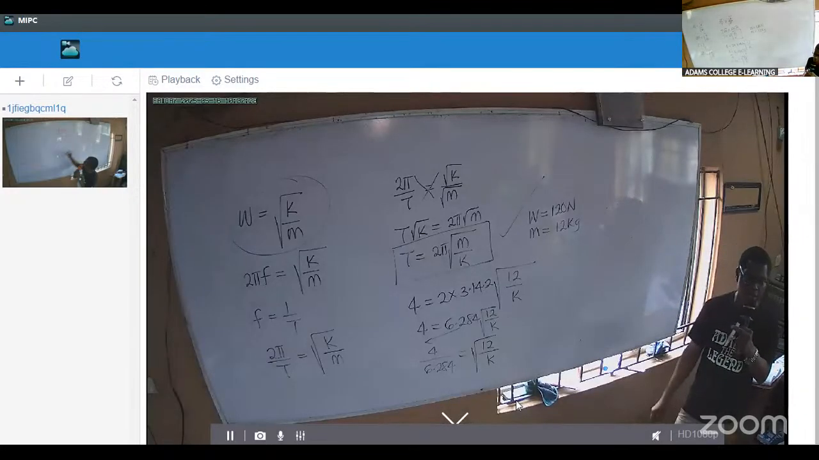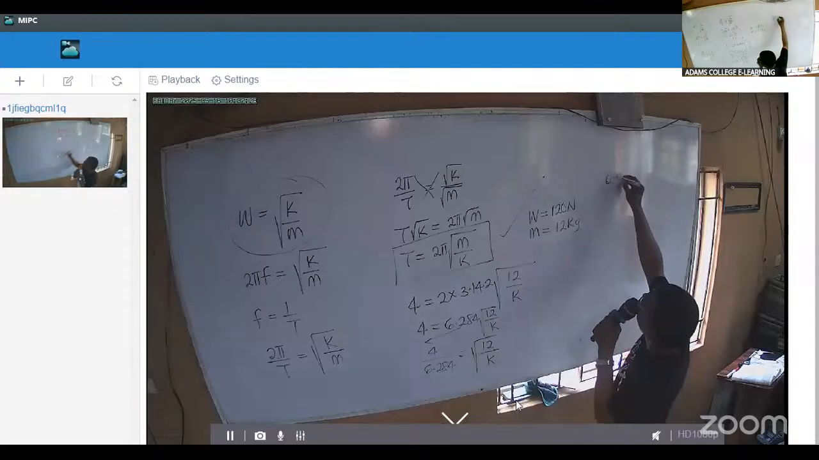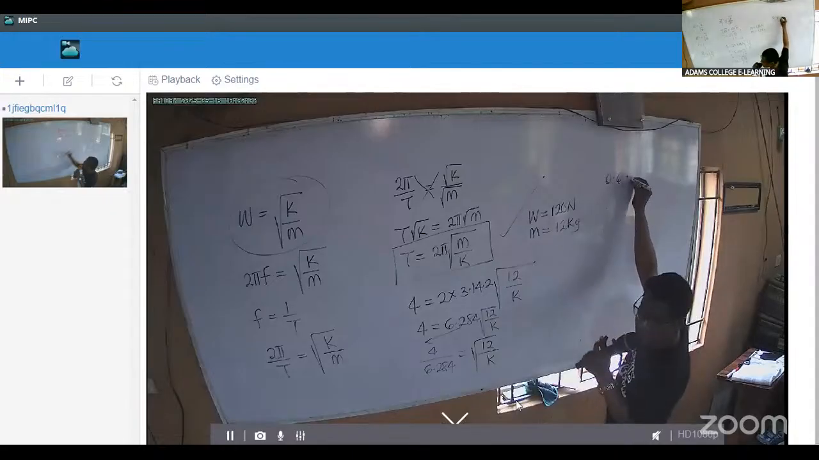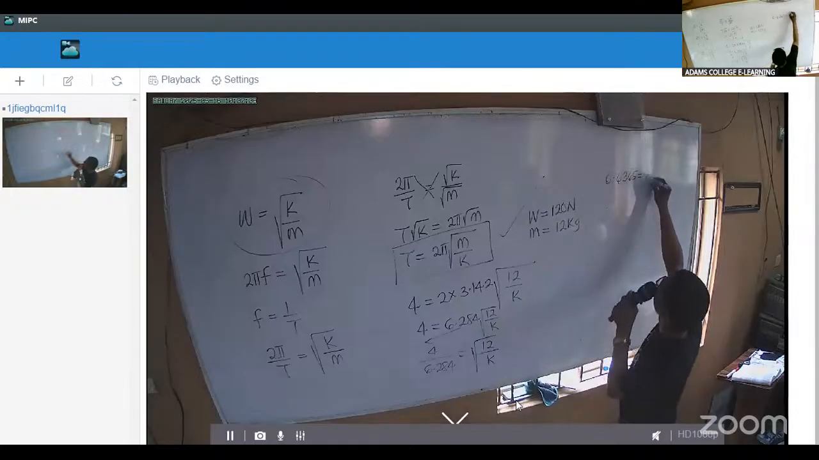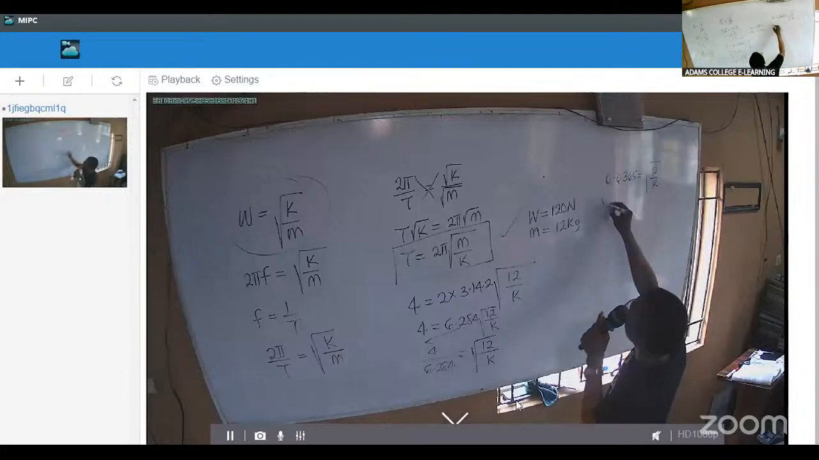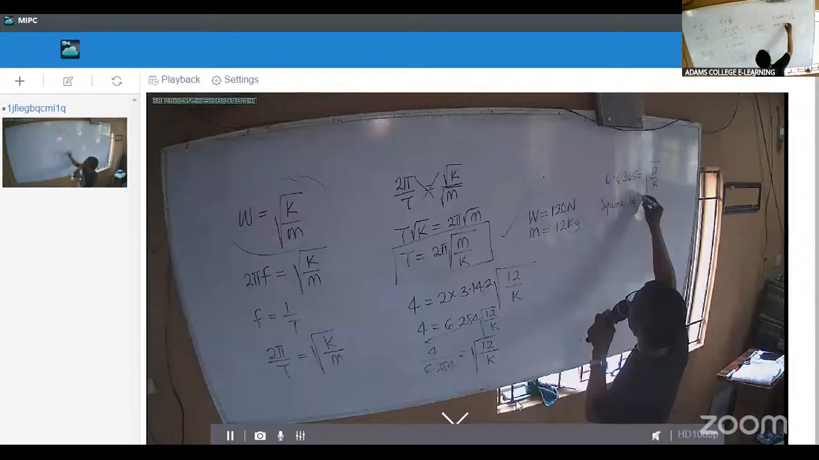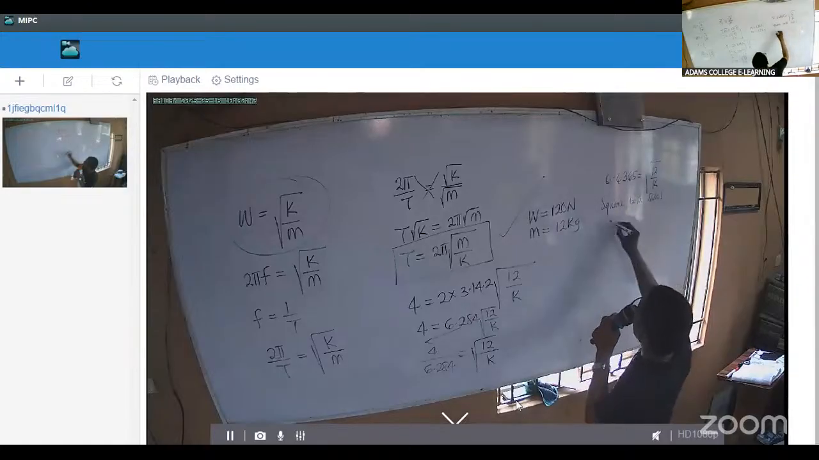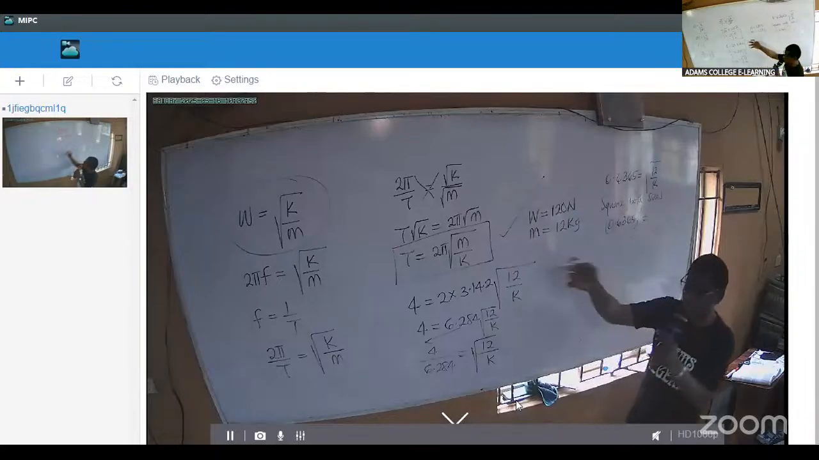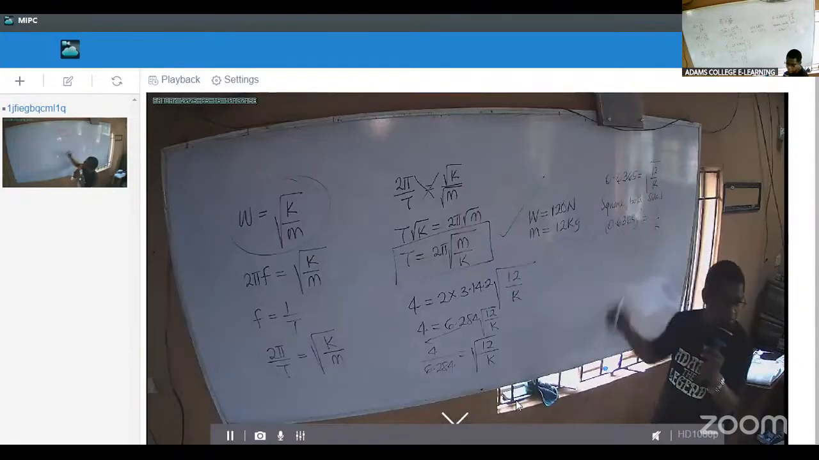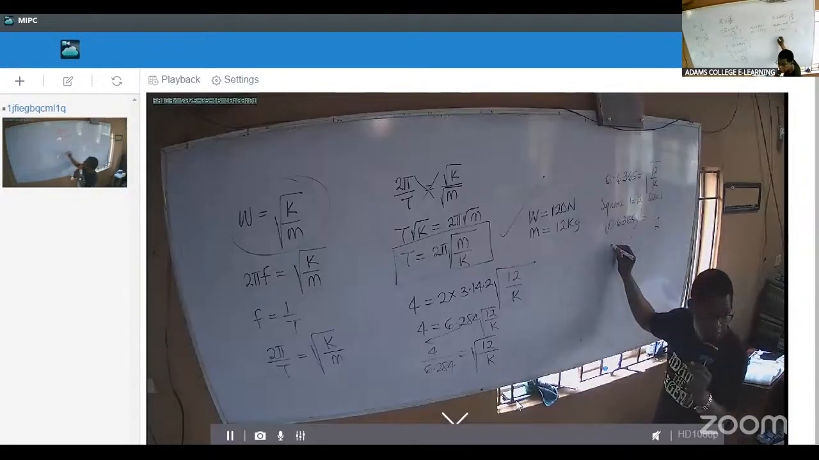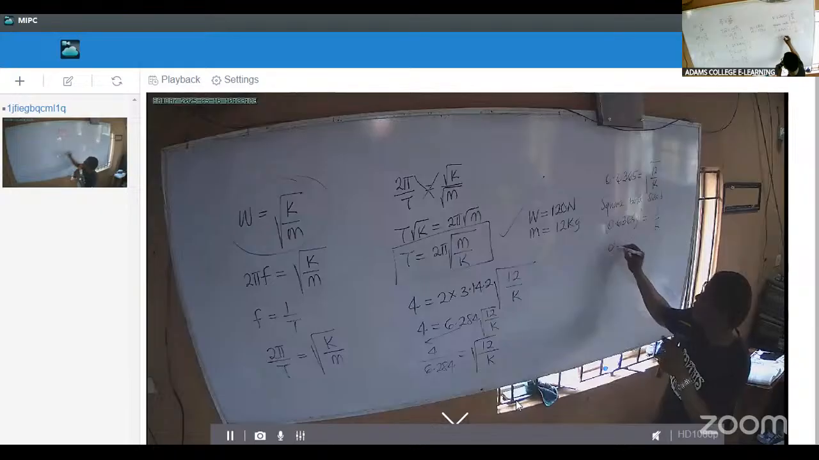Oh yes, calculator. 4 divided by 6.284. What do you get? 0.63. Square both sides. You know, 0.63, and so on. I don't need to go through all this rubbish, I just want to derive the formula for you. Now we have 12 over k. What is this one? Square. 0.4051.